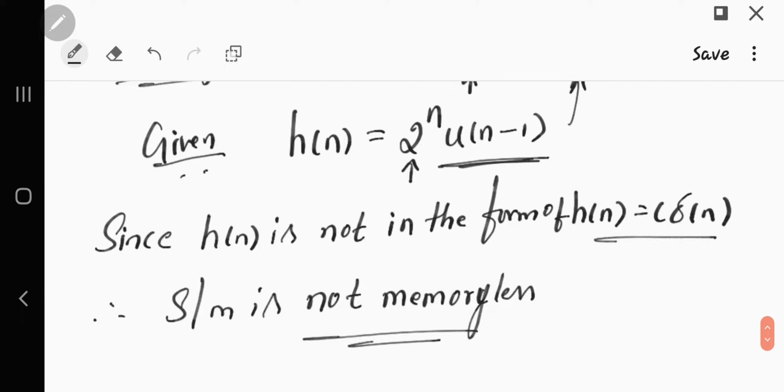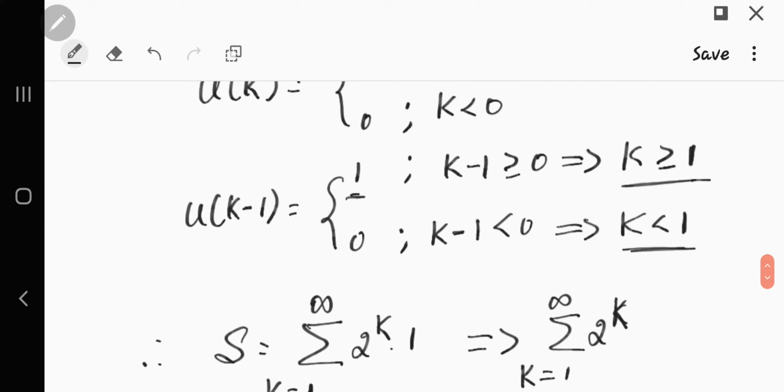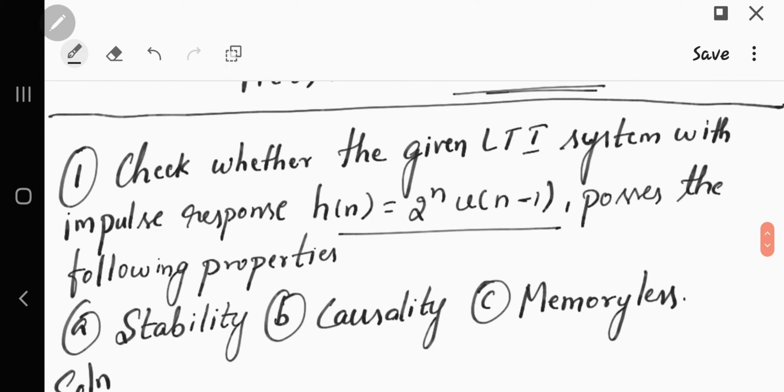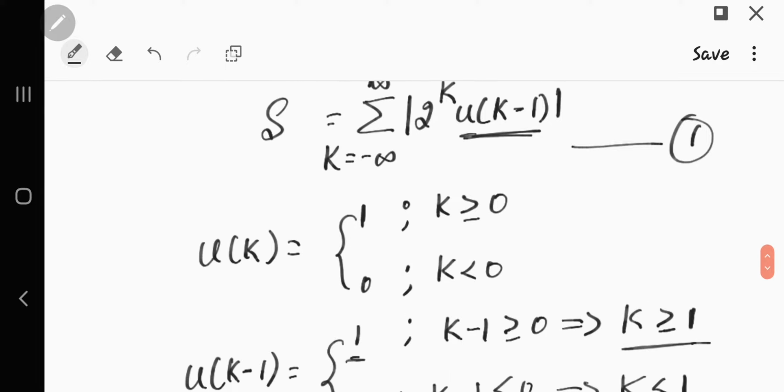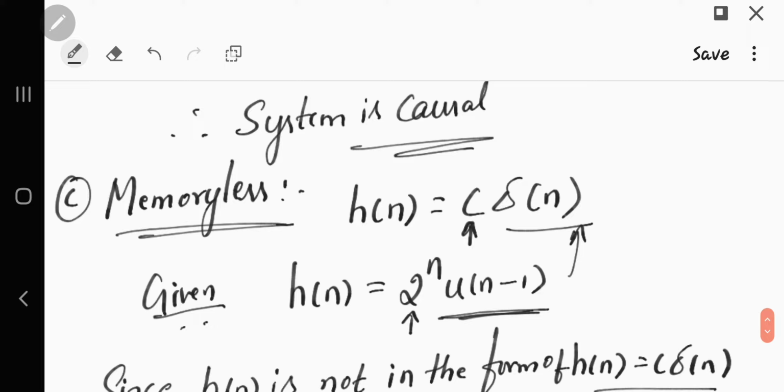Okay, so we verified all three properties for the given system with impulse response h of n is equal to 2 to the power of n u of n minus 1. So the given system is not stable, but it is causal and it is not memoryless. So this is the conclusion for the system. So let's take one more example, a different kind of system here.